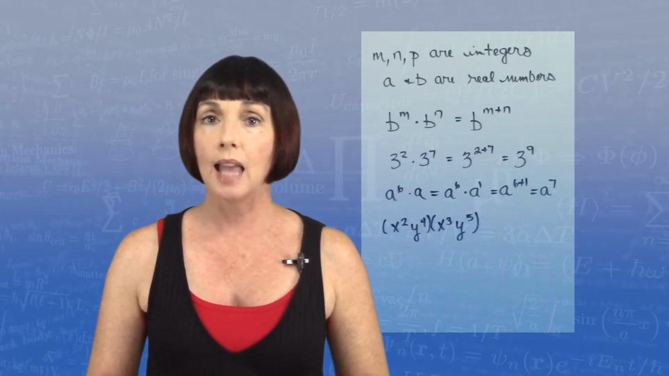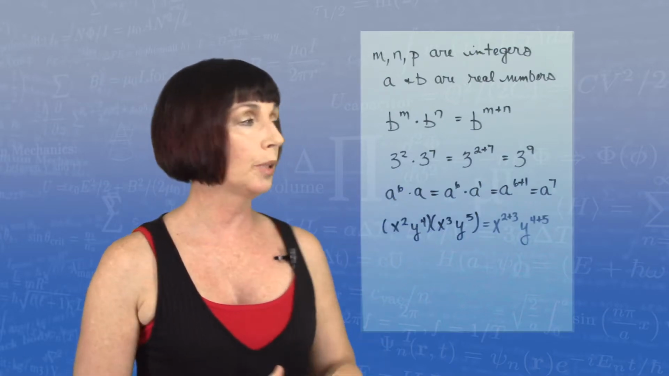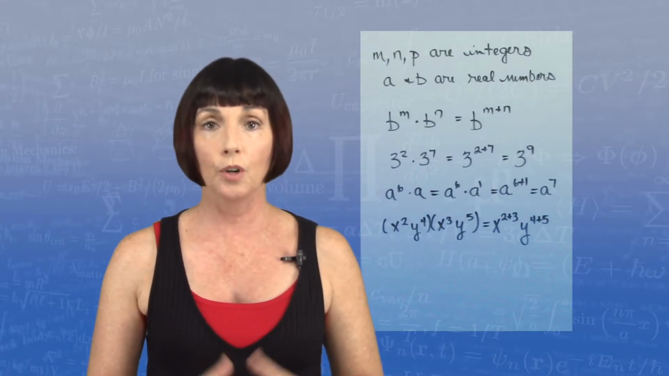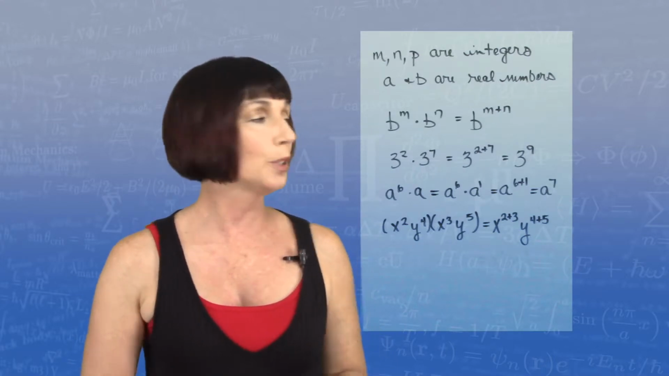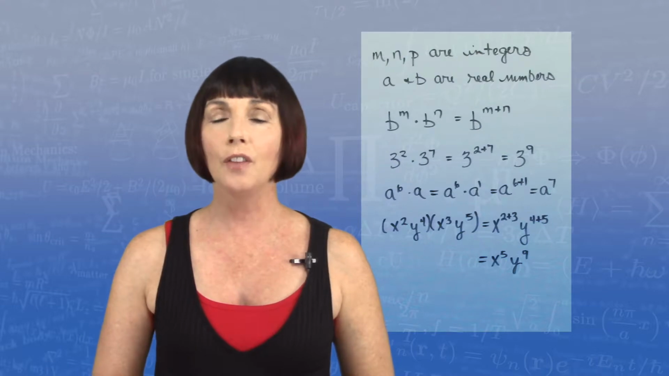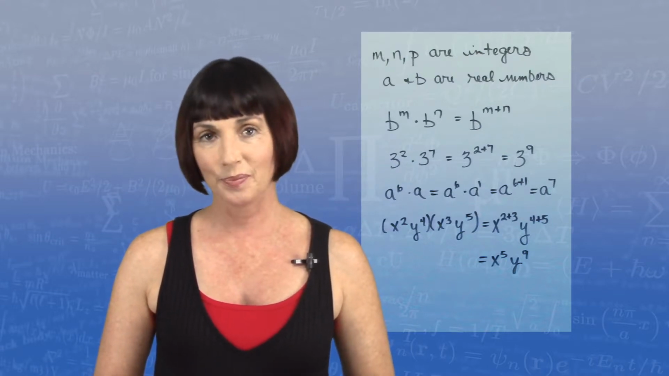So we get x to the power of 2 plus 3 and y to the power of 4 plus 5, which is equal to x to the power of 5, y to the power of 9.